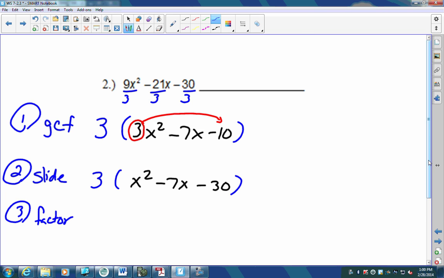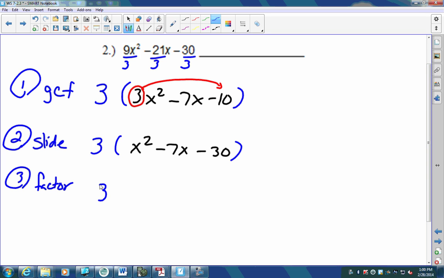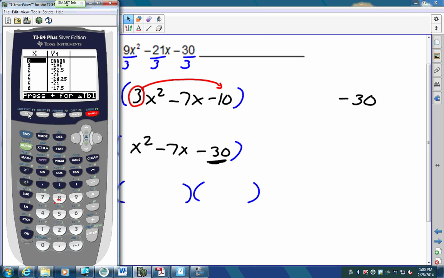Okay, so meaning I'm going to put it into 2 parentheses right here. I need the factors of that last term right there, negative 30. If I go in my handy dandy calculator, put negative 30 divided by x, second graph. I need to add these numbers up, and I'm looking for the one that adds up to give me negative 7.